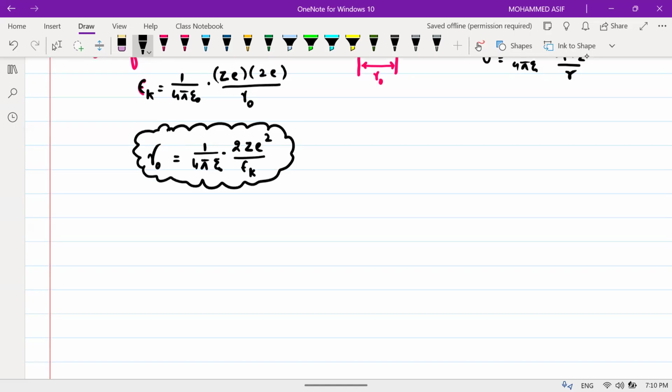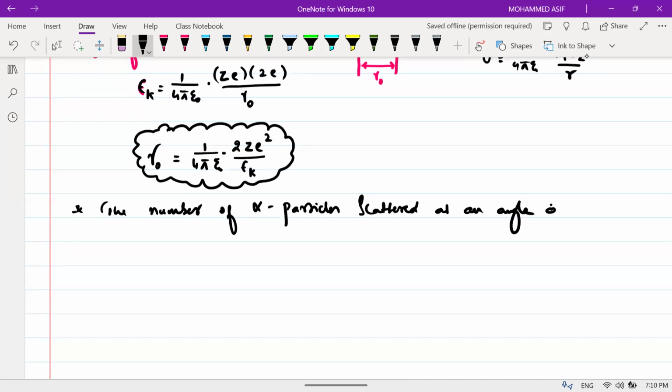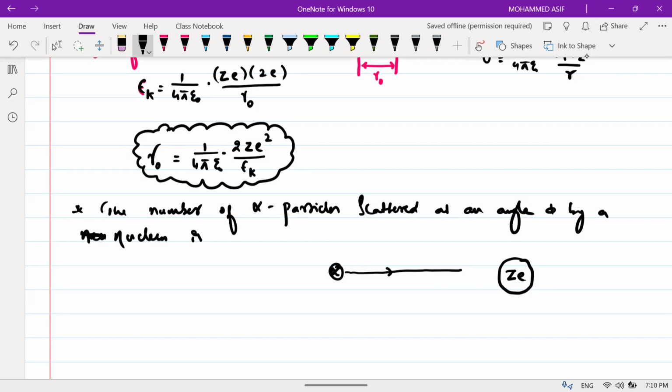And a very important formula here is how do you calculate the number of alpha particles scattered? This is the important formula: the number of alpha particles scattered at an angle phi by a nucleus. Let's say this is the nucleus. When the alpha particle was bombarded on it, it was going in a straight line for a certain interval of time. Then at a particular point, instead of going straight, it started deviating from its path. This deviation is represented by phi.